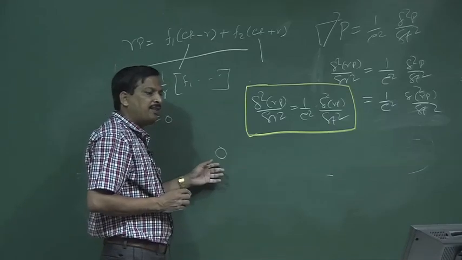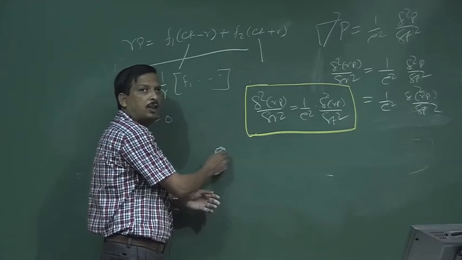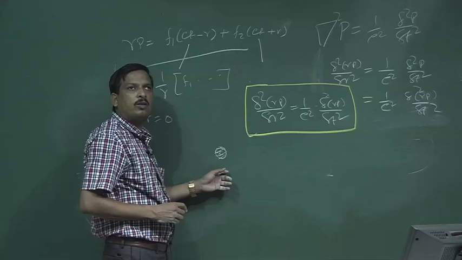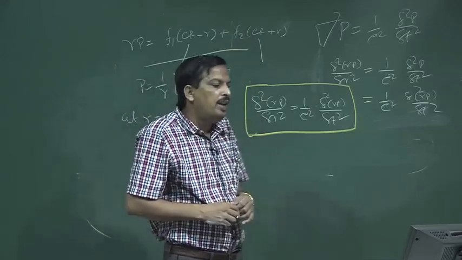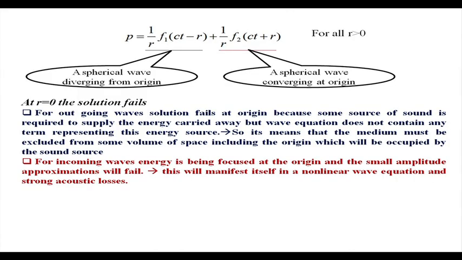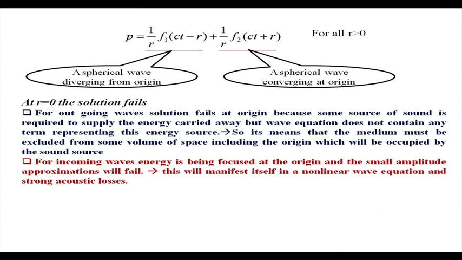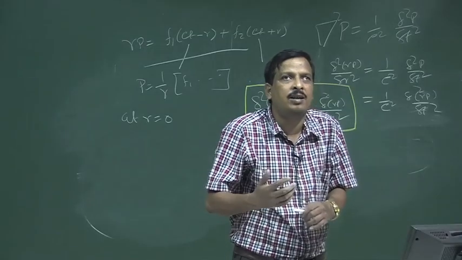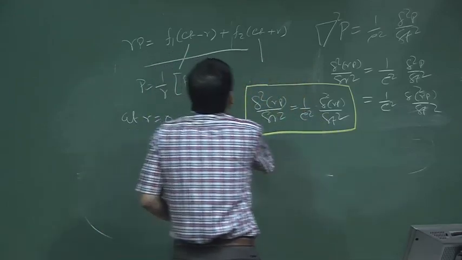So that space at the origin is acquired by the sound source or acoustic source. Now in the case of the converging wave, it also fails. The explanation is that for the incoming wave, energy is being focused at the origin and the small amplitude approximation will fail. This will manifest itself in a nonlinear wave equation and strong acoustic losses. Okay, so this is the physical meaning of r equal to 0. Now let us take r not equal to 0 and proceed.